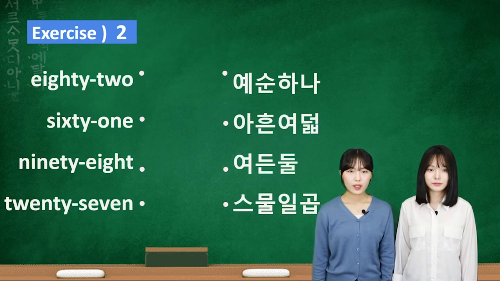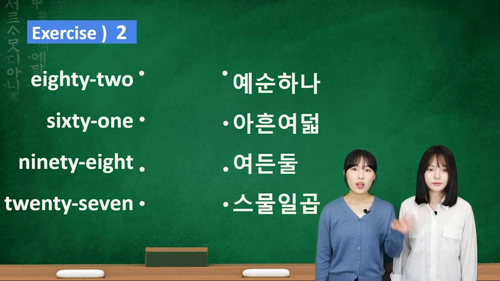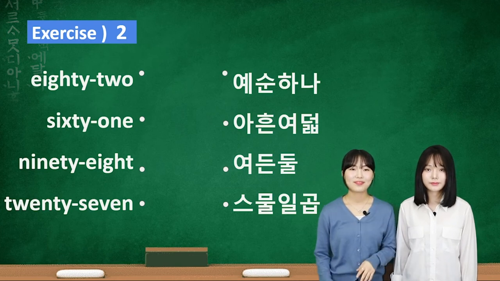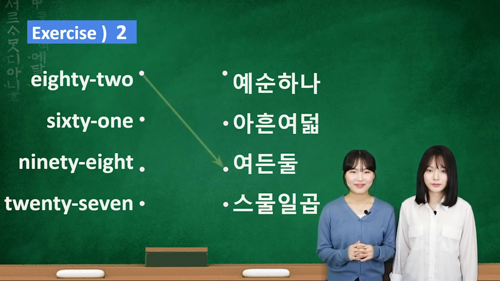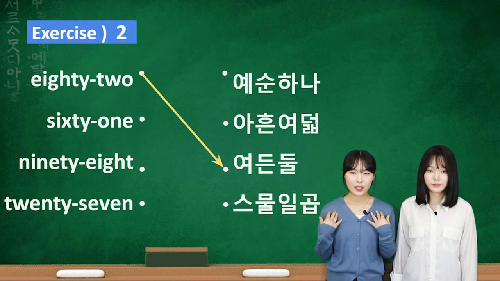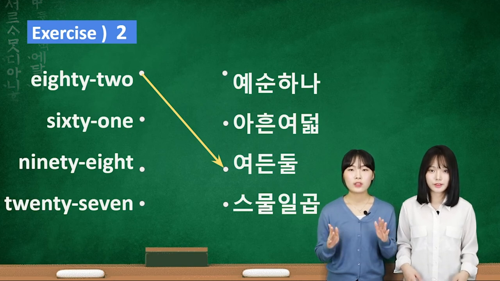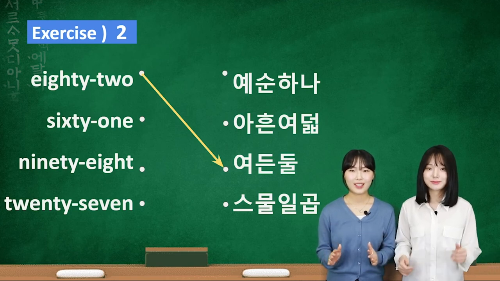First, 82. Which is the correct Hangul number? I will give you 5 seconds. 5, 4, 3, 2, 1. Yes, the correct answer is the third. Please repeat after me. 여든둘. Good.